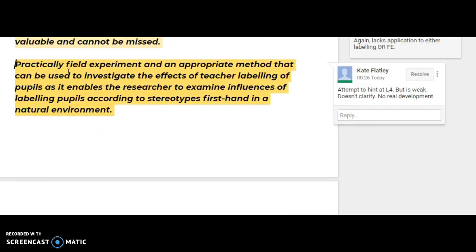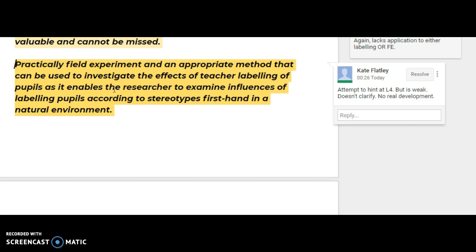Next, the student is continuing with the practical issues. Now, this very mini paragraph is an attempt to apply, but it's really weak. I have a feeling that it won't have been credited at all, to be honest with you, because she's saying a little bit of an amble about effects of teacher labelling on pupils. It enables the research to examine the influence of labelling pupils according to stereotypes firsthand in a natural environment, but she's not clarified what is the influence of labelling pupils, what these stereotypes might be, and what impact might it being in a natural environment actually have on the research.